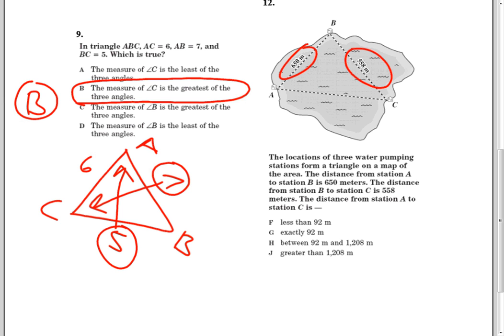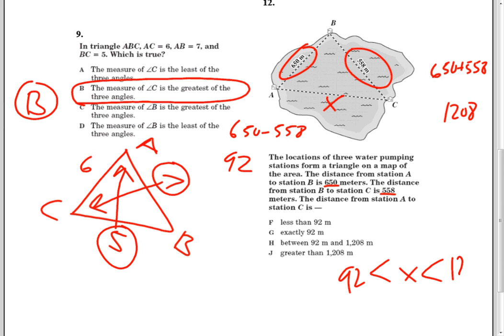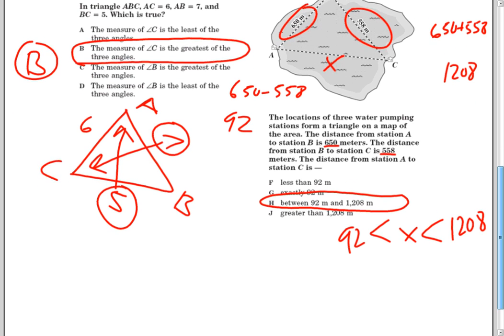You don't know what side AC is. What should I be doing with 558 and 650? Add? 650 plus 558 is 1208. What else should I do with them? 650 minus 558, that's 92. Normally, we might write it this way, as an inequality. That's exactly what H is saying, between 92 and 1208.